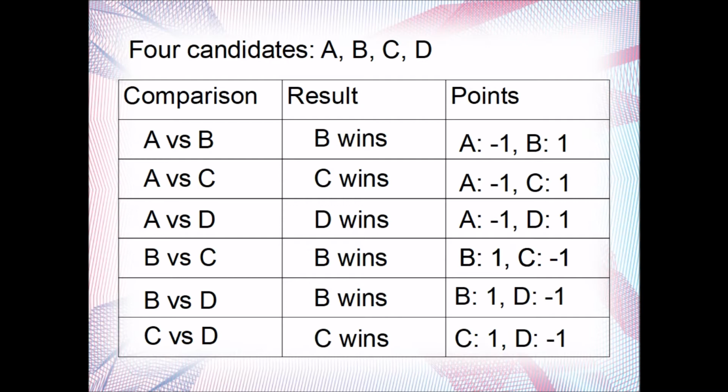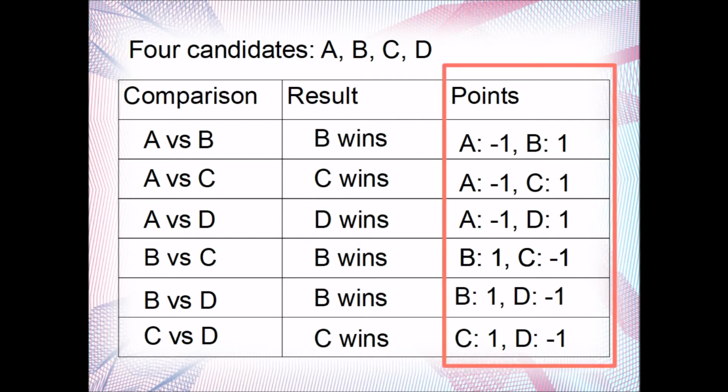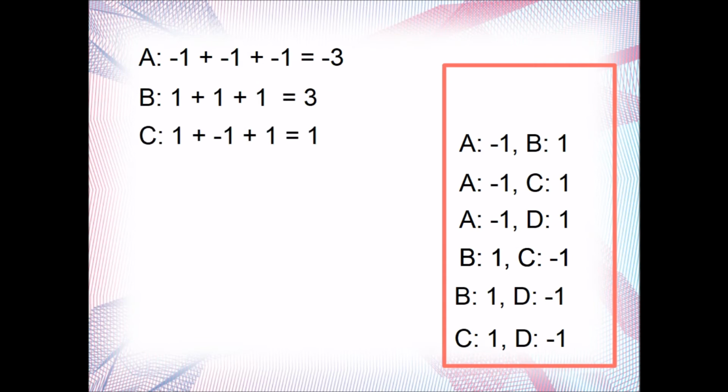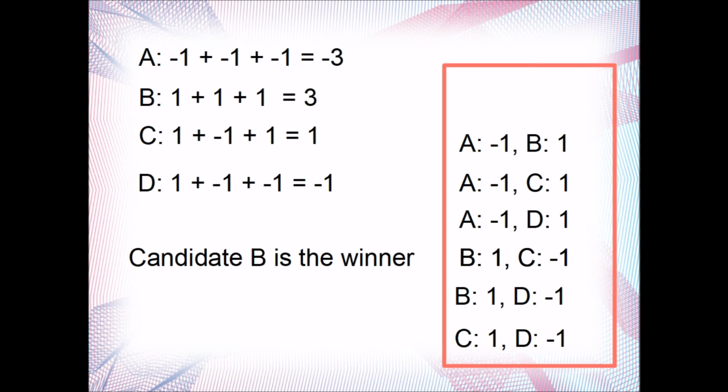Now that I've done all the comparisons, the only thing I really care about are the points. So let's keep track of those while I do my totals here. So candidate A has, when I add up all of candidate A's points, negative 3 points. Candidate B has 3 points. Candidate C has 1 point. And candidate D has negative 1 points. So hopefully you can see where all these numbers came from. Now with 3 points, candidate B is the winner.